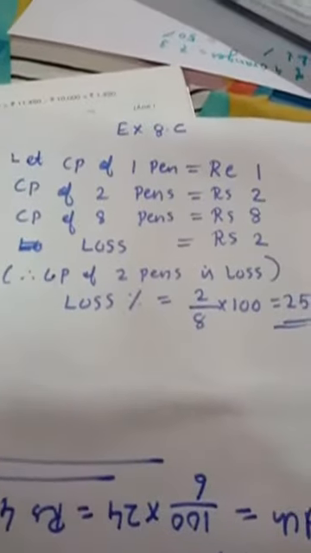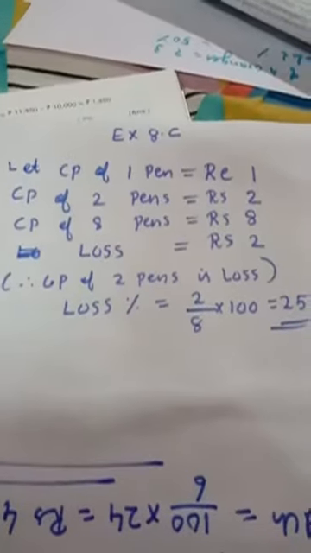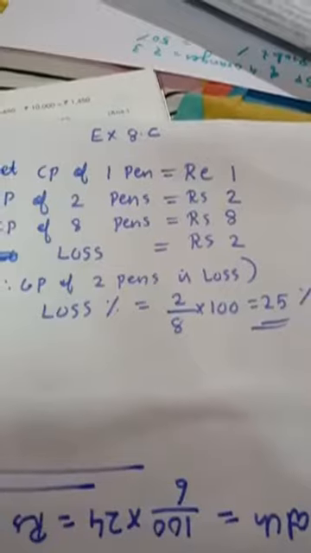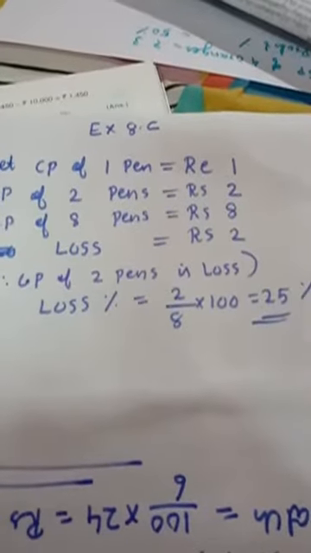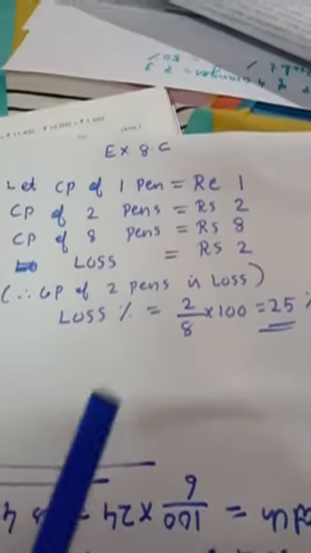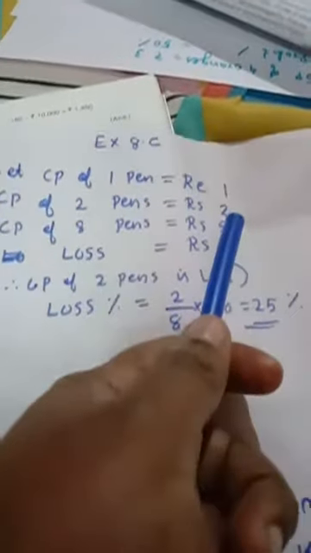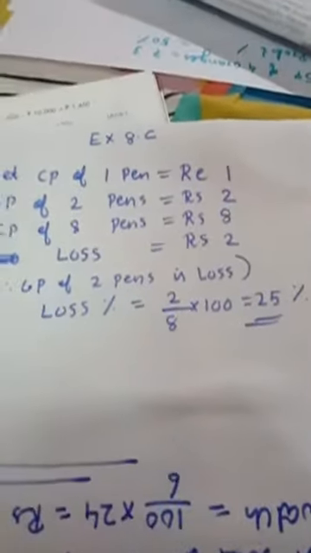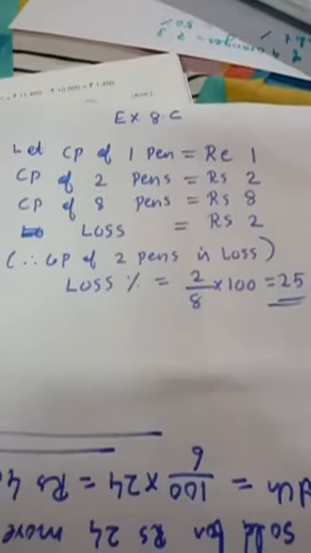Once again, first assume CP of 1 pen, rupee 1, then CP of 2 pens, rupees 2, CP of 8 pens, rupees 8. Then loss is equal to CP of 2 pens. What is CP of 2 pens? CP of 2 pens is 2. So loss is equal to rupees 2. Then find the loss percentage. Okay.